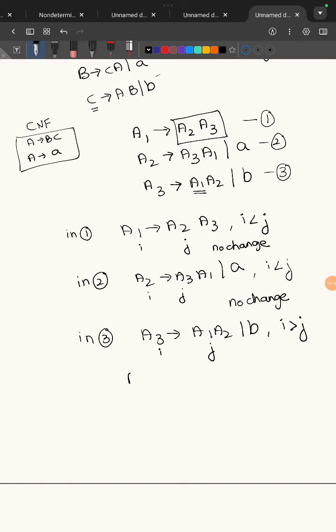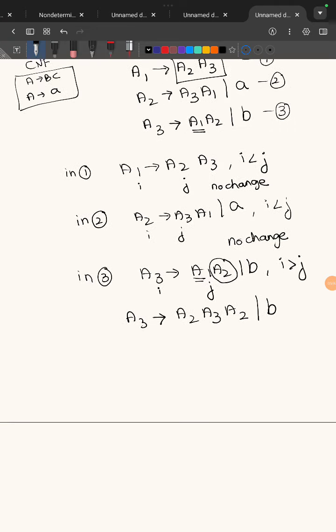Okay, so now A3 will become, instead of this A1, what we will write? We will write A2, A3. Now this A2 remains the same, because instead of A1 only we are substituting this equation number 1. This A2 remains the same, bar B. The rest of the things remain the same, only we are substituting the A1 over here.